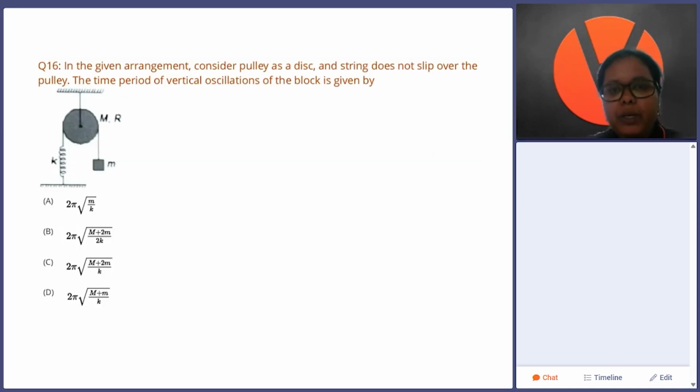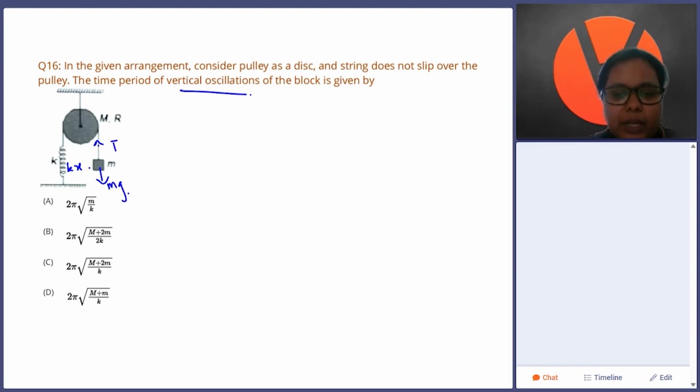In the given arrangement, consider the pulley as a disk and the string does not slip over the pulley. The time period of vertical oscillations of the block is given by, right? So this is spring force, it will experience kx, we know, and here there is a tension. This is mg weight, like you will do.